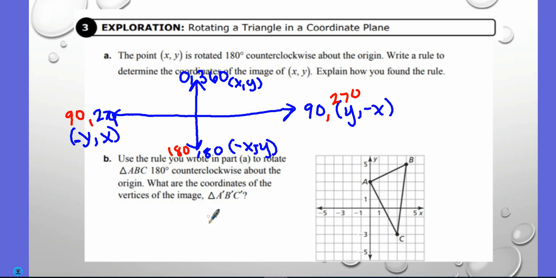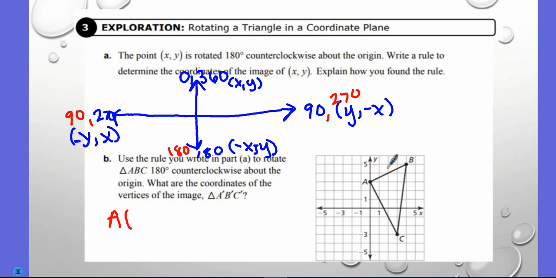It says use the rule you wrote in part A to rotate triangle ABC 180 degrees counterclockwise about the origin. Write the coordinates of the vertices of the image A prime, B prime, C prime. Now here's the catch. Whether you rotate clockwise or counterclockwise with 180 degrees, the rule is going to be the same. So they really didn't even have to tell you which direction to rotate in, because you're going to end up with the same coordinates regardless for 180. If you notice here, the rules don't change for 180.